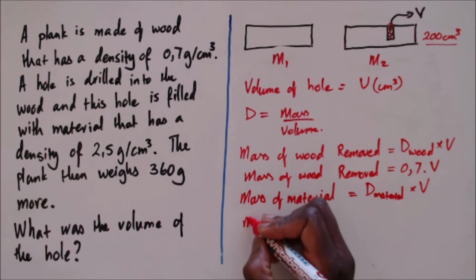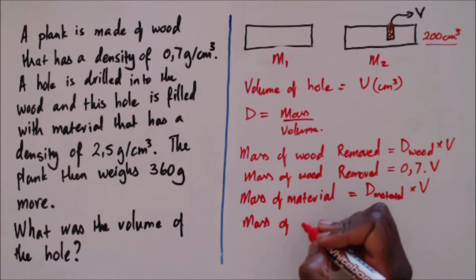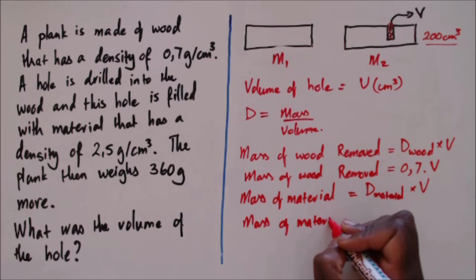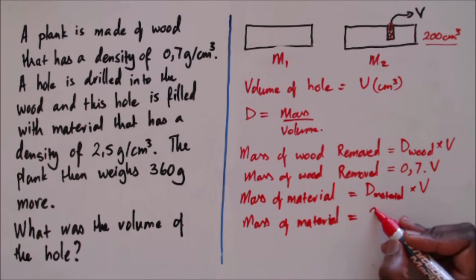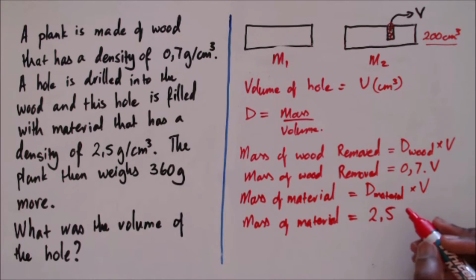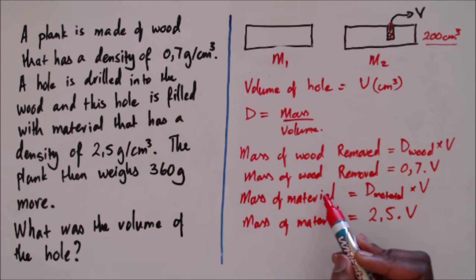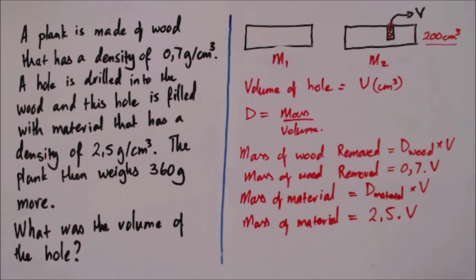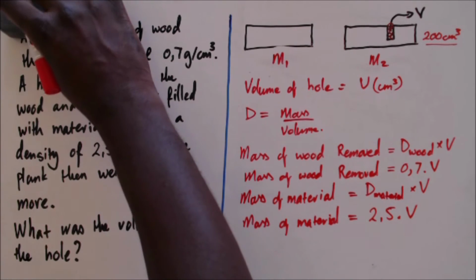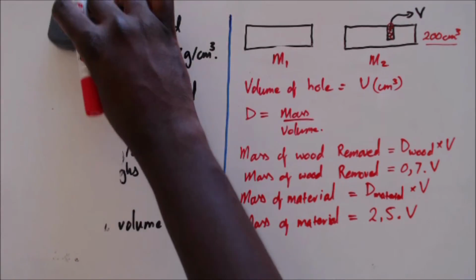And so the mass of the material is then equal to the density of the material, which is 2.5 grams per centimeter cubed, multiplied by V. Okay, so then we now have the mass of the material which was added and the mass of the wood which was removed. In order to continue, I need a little bit more space on the board, so I'm going to remove the question itself.